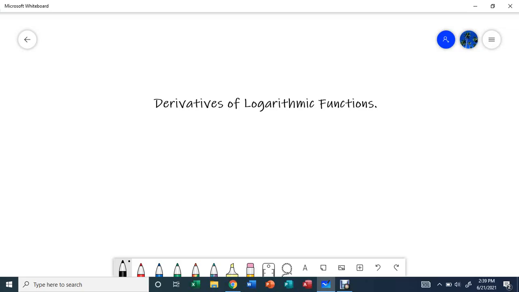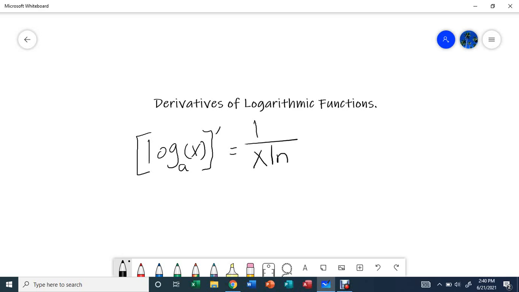Hi guys, today I'm gonna show you how to find the derivative of log functions using the derivative rules. So the derivative of log base a of x, log base a of x prime, is 1 over x times natural log of the base a.